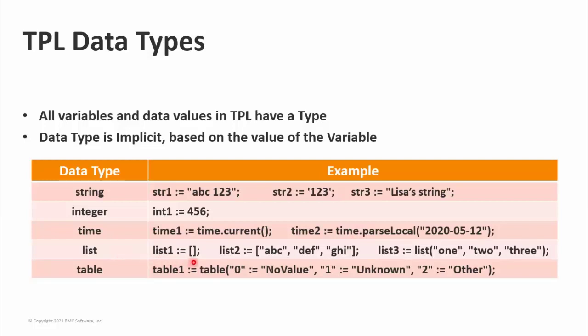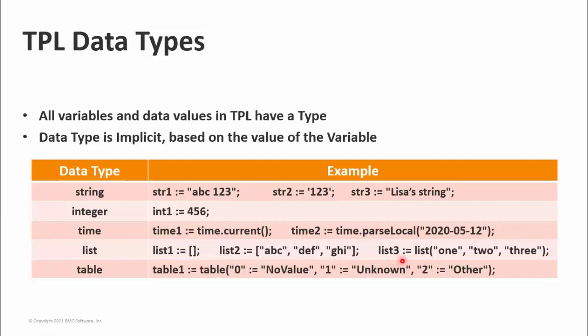The first example creates an empty list and assigns it to the variable called list1. List2 is a list of 3 items. It's actually 3 strings, and it's a list because it's enclosed inside of the list delimiters, which are square brackets.